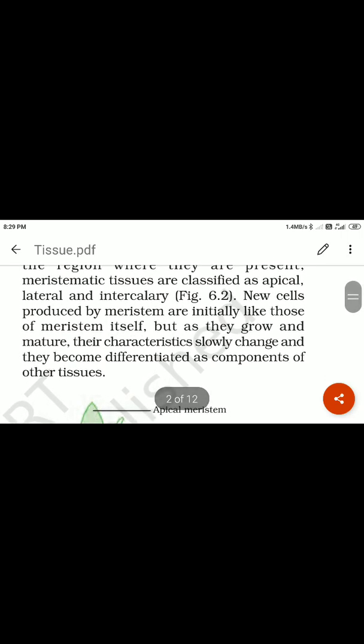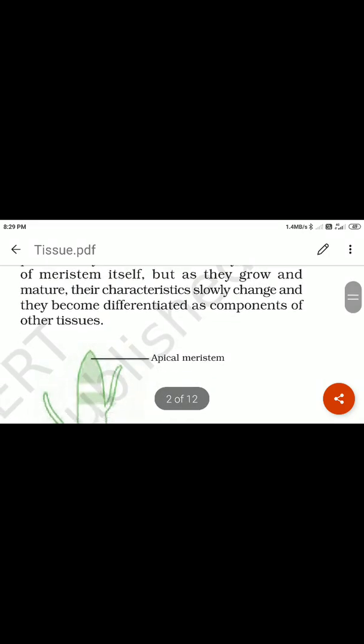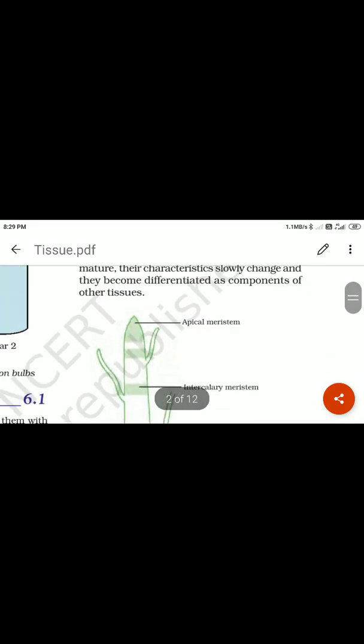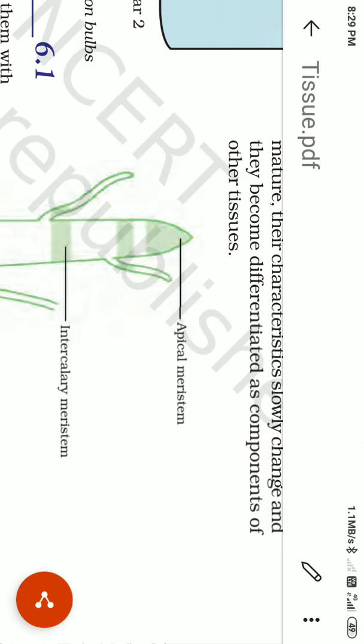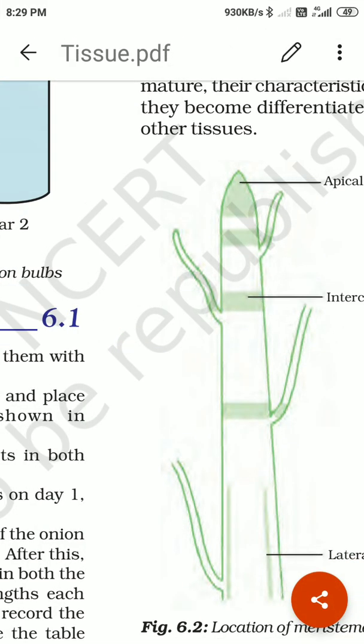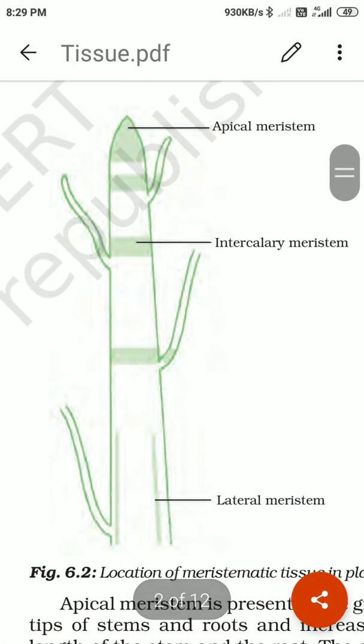Okay, what happens with the apical meristems? This is the apical region. We can easily observe it. It is the top in position. The intercalary region is the middle in position, and the lateral region is the lower in position.